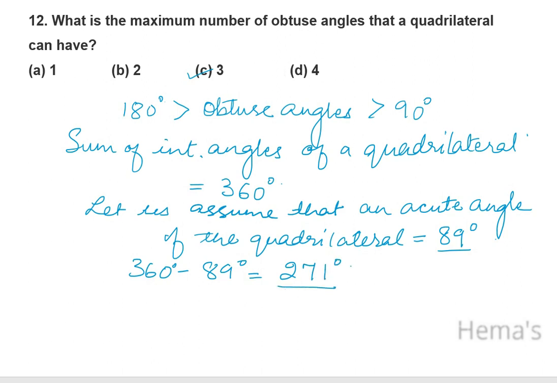Now 271 can be written as the sum of 90.3 plus 90.3 plus 90.4, right? And all the three angles are obtuse angles because they are greater than 90. So the maximum number of obtuse angles in a quadrilateral can be 3. Hence the correct option is C.